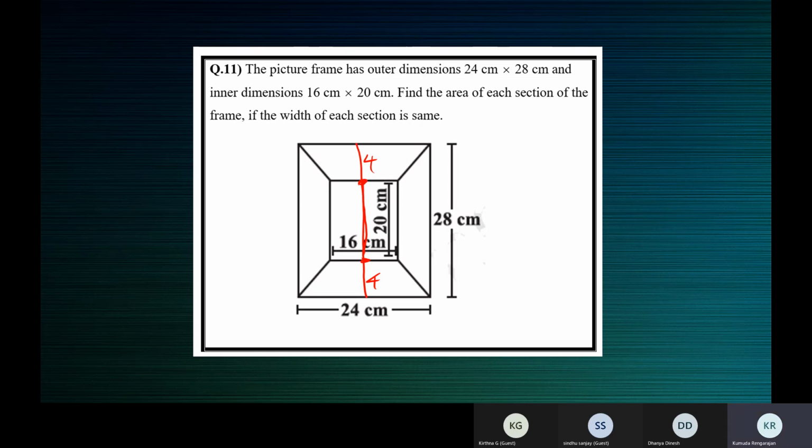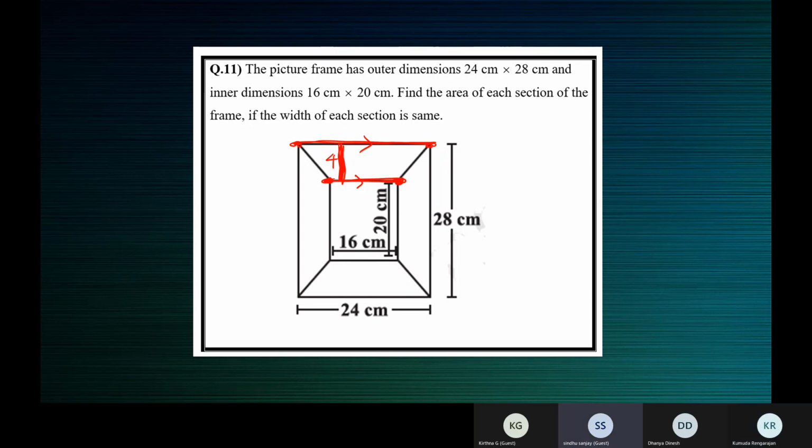Now let's find the area of each section of the frame. Each one is a trapezium. These are the parallel sides, and there's the distance between them, which is 4 centimeters, which we just found. What's the length of this parallel side? 16 centimeter, ma'am. How much is this one? 24 centimeter, ma'am. What's the distance between them? 4 centimeter, ma'am. What's the formula to find the area for trapezium?